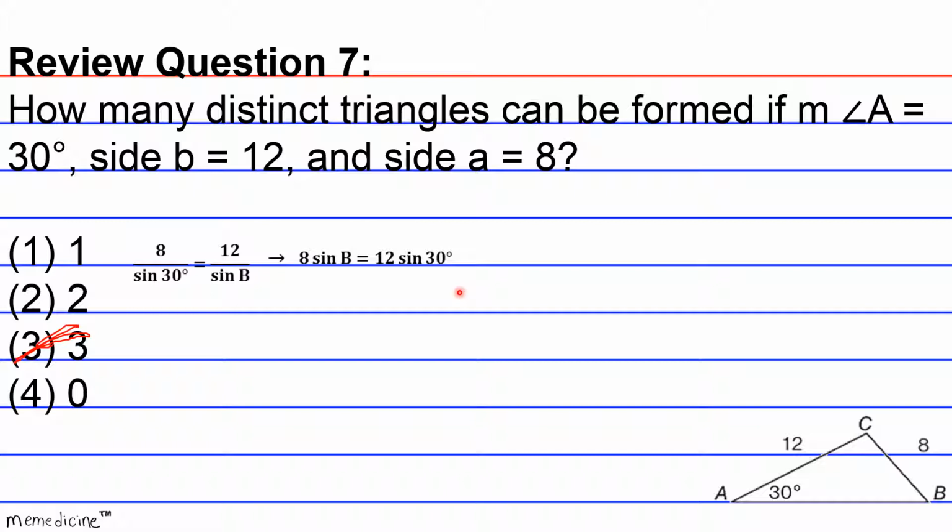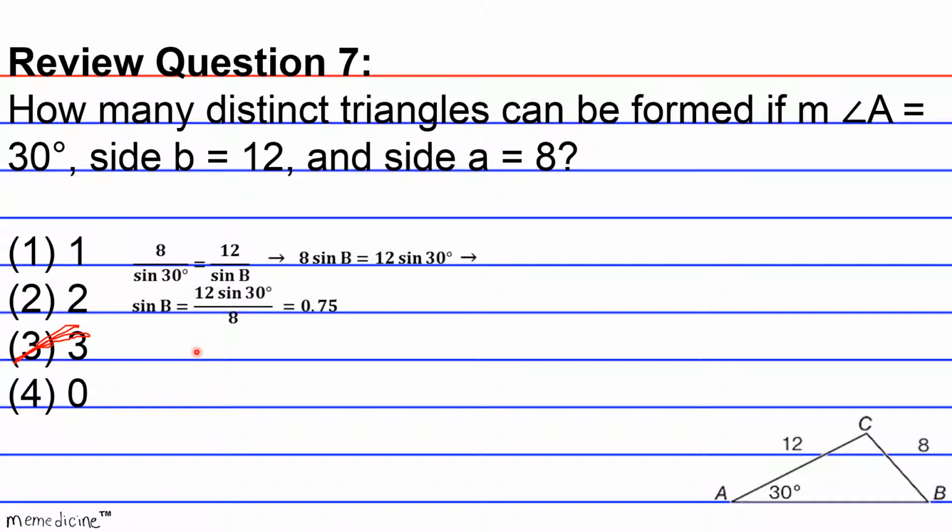When we further simplify this expression and divide both the left-hand side and right-hand side by 8, we get that the sine of B is equivalent to 12 sine 30 over 8, which ultimately yields a value of 0.75. So the sine of B is 0.75. And this is about right for the value of sine, because it falls between 1 and all the way down to -1.